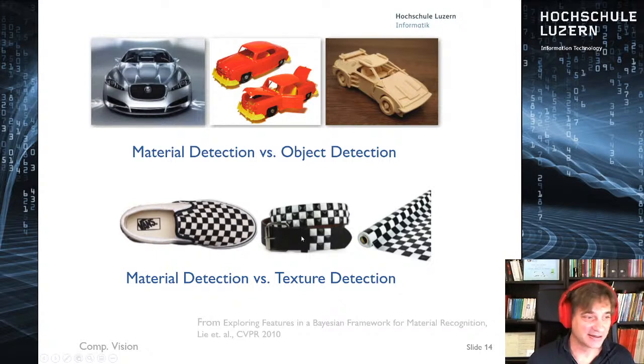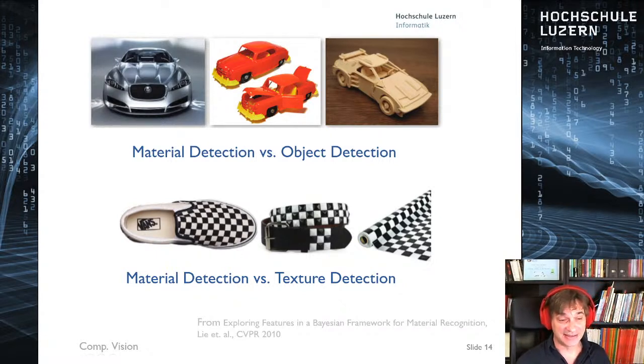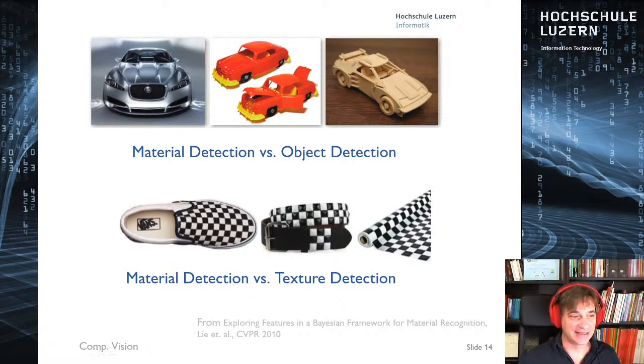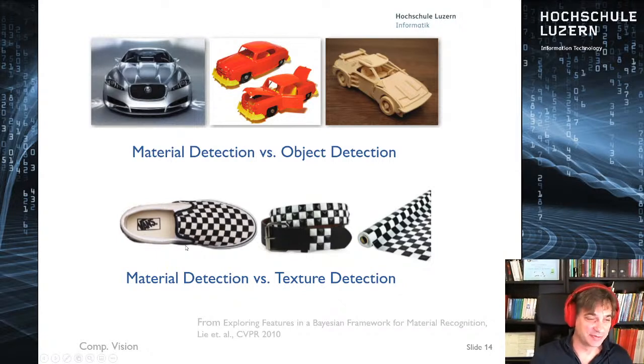Or also here, the difference between material detection and texture detection. In texture detection you would just have this pattern here that you would like to detect, but here you have different materials. This looks like it could be plastic or leather, or even some kind of metal with color on it, or this shoe is probably made from some kind of fabric, and so you would like to identify the fabric and the material here, and not really the textures of those black and white crosses.